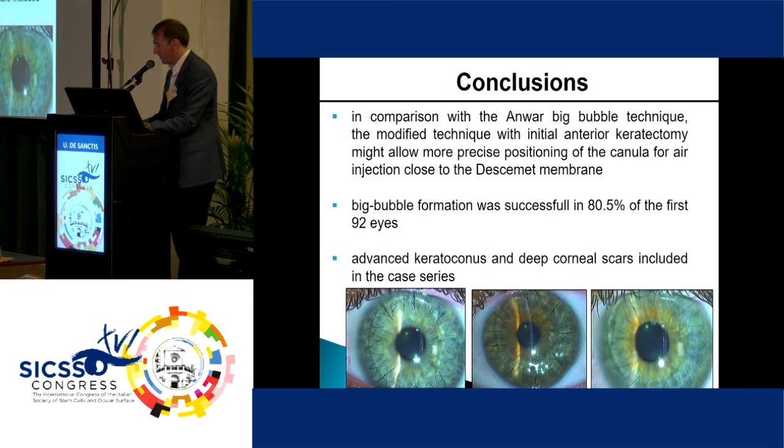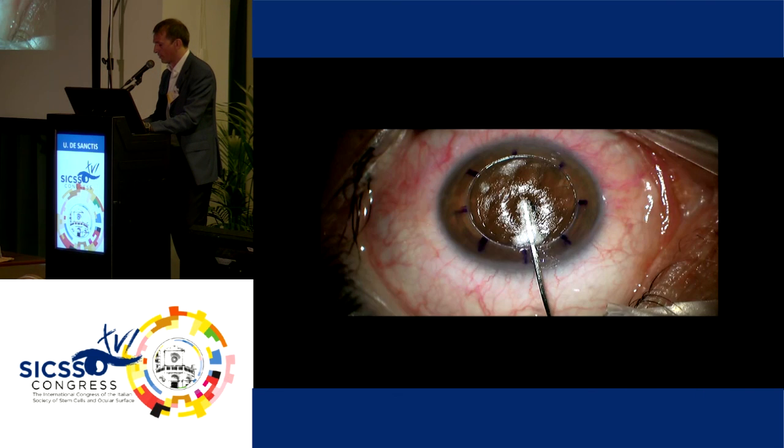In conclusion, in comparison with the Anwar big bubble technique, this modified technique with initial anterior keratectomy might allow for more precise positioning of the cannula to inject air close to the Descemet membrane. And in our experience, success rate is 80%. Consider that our cases also include many cases of advanced keratoconus.